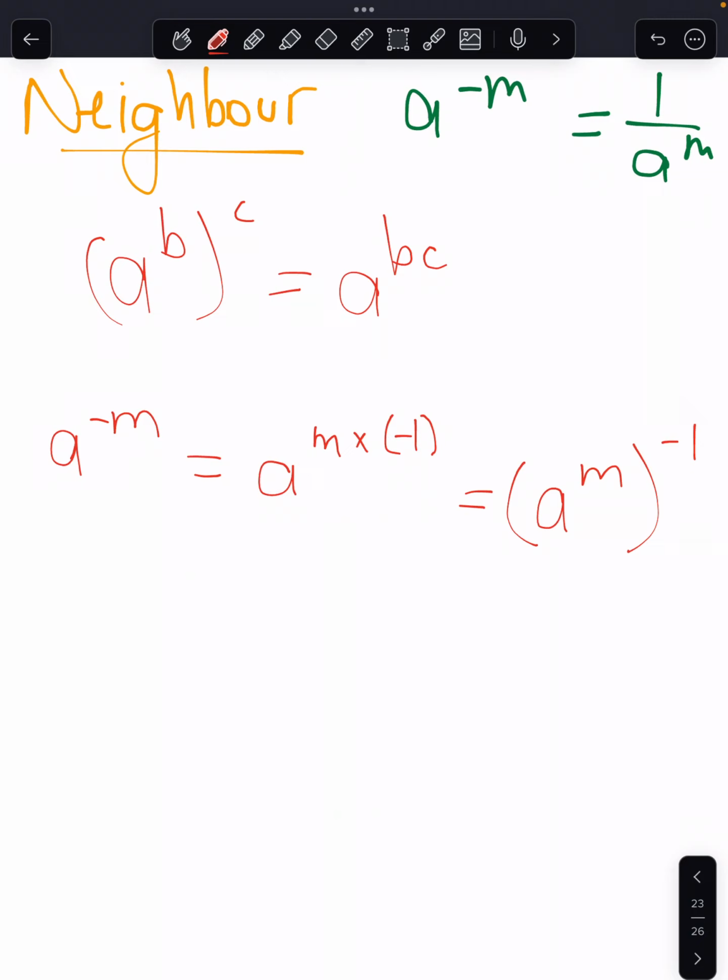So this guy to the negative 1 must be the same as 1 over a to the m. And so we have that relationship as well.